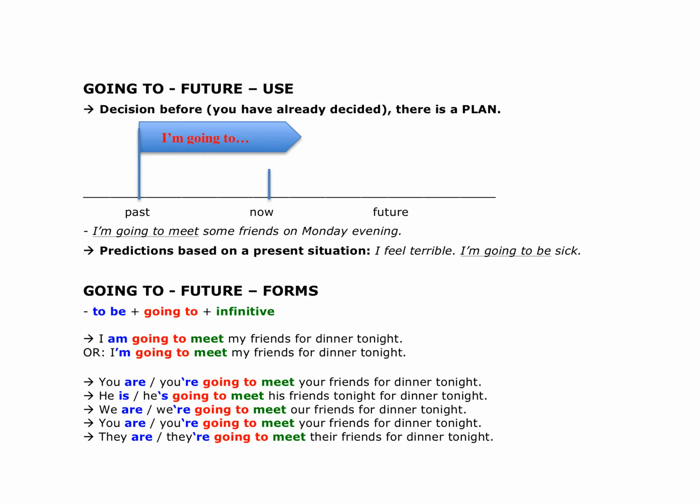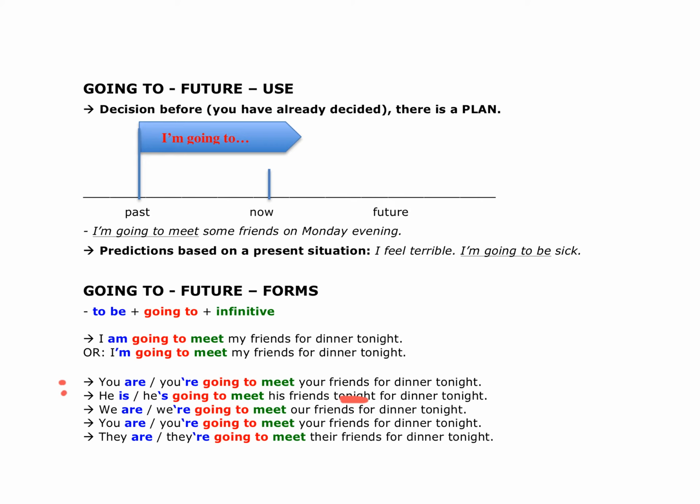So if you use the going to future with different pronouns than the I, you only have to change the verb to be, as you can see in the other examples. So you have here, you are going to meet your friends for dinner tonight. Or if you do the abbreviation, you can say you're going to meet your friends for dinner tonight. Then there is the he is going to meet his friends for dinner tonight. There is one tonight that shouldn't be there, sorry.